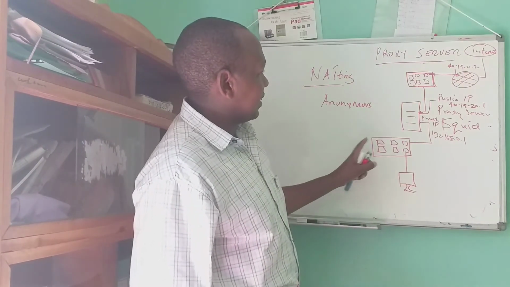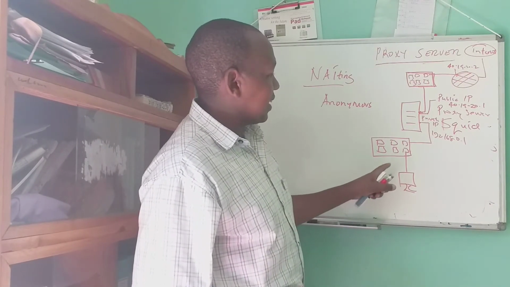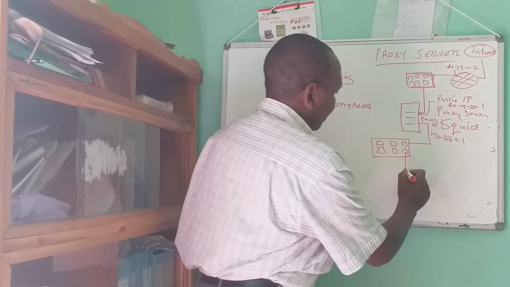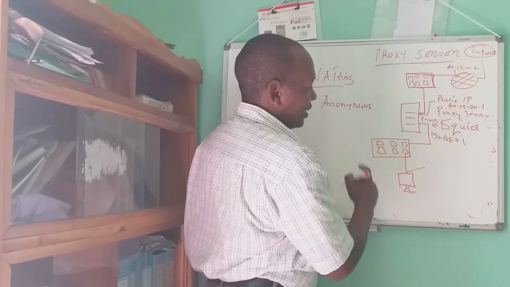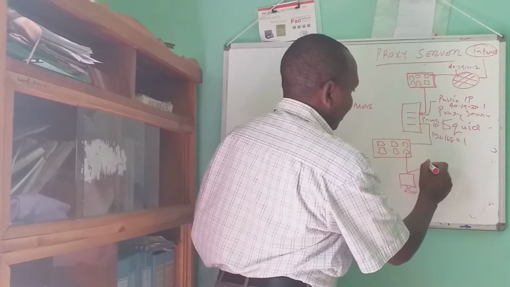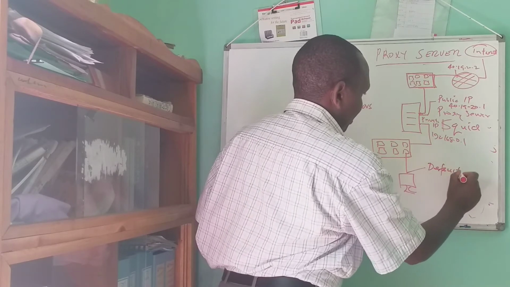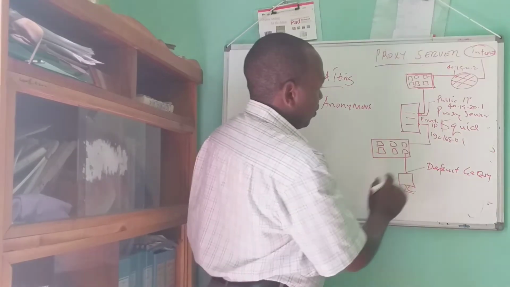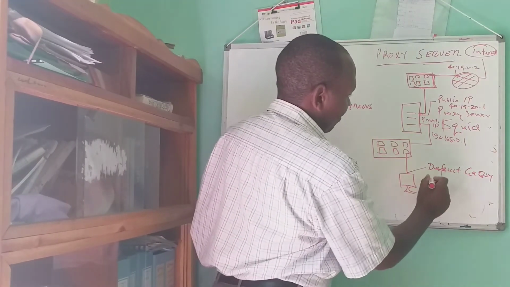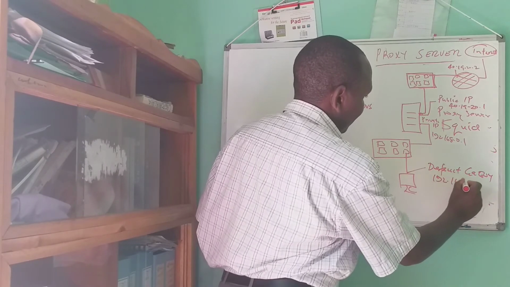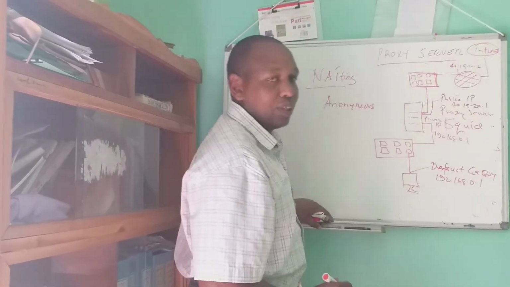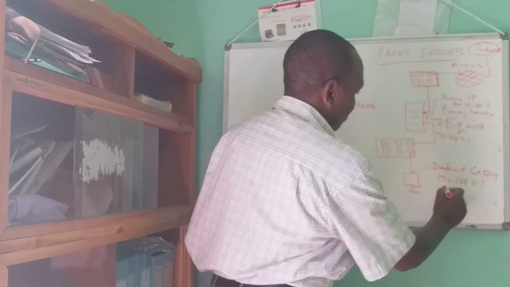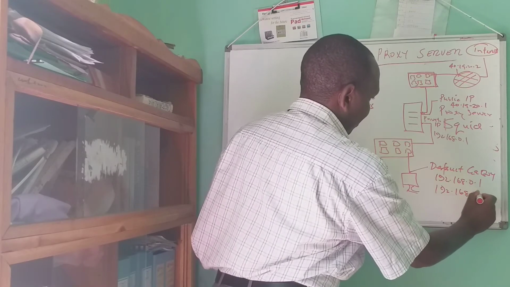If you look at this arrangement, it means that any requests made by the client computer will be using this proxy server as a gateway. So the default gateway for all the computers in the local area network is the IP address of the proxy server, which is 192.168.0.1. That will be the gateway. Of course, it will be having its own IP address, which maybe could be 192.168.0.10.